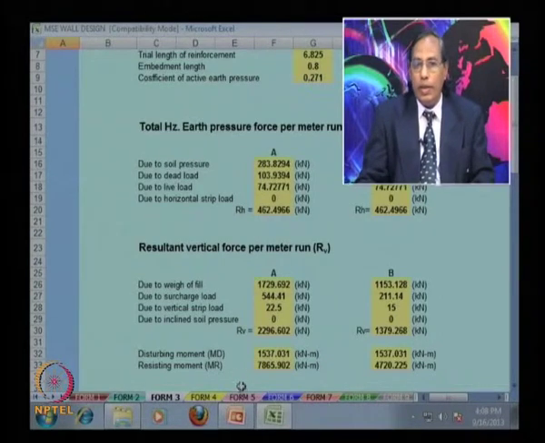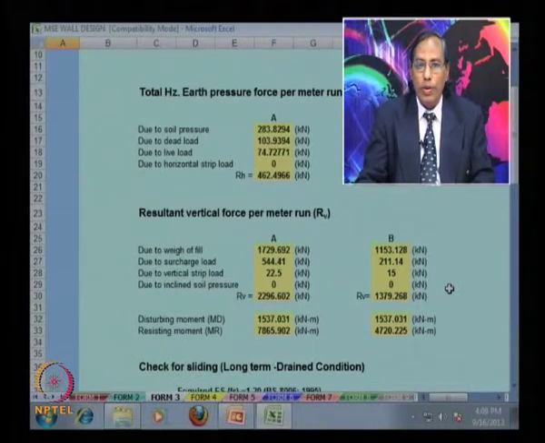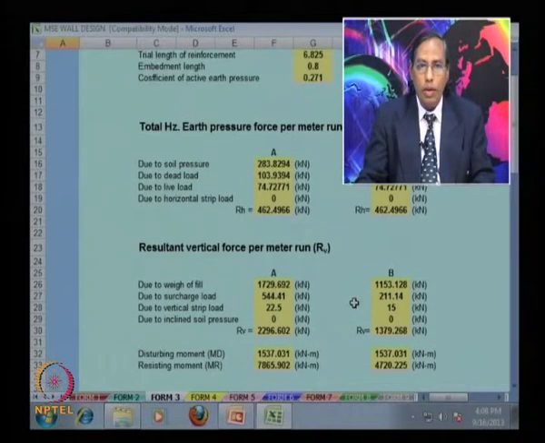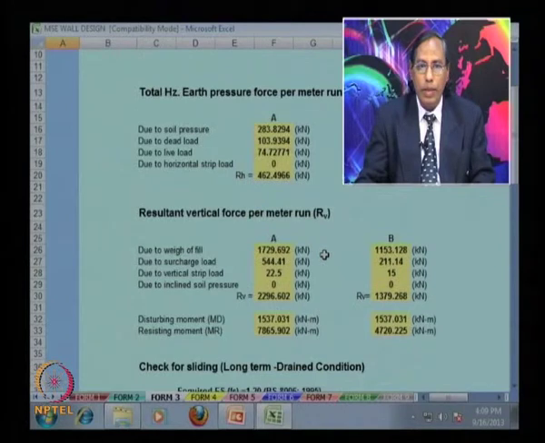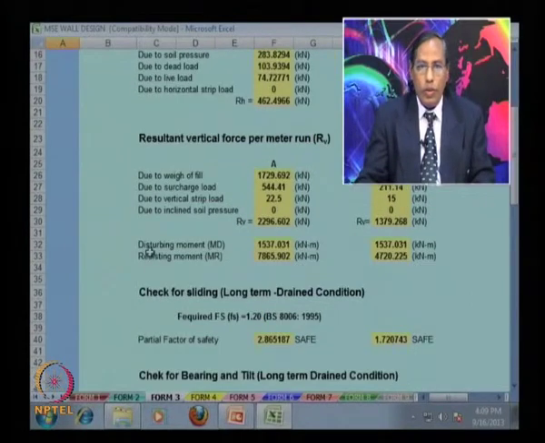Now you calculate the disturbing moment MD. So we calculated the resultant RV pressure and we calculated RH. So disturbing moment MD is equal to 1537.031 for A and for B 1537.031, and resisting moment MR is 7865.902, this is all kilonewton meter, and 4720.225 kilonewton meter for B.